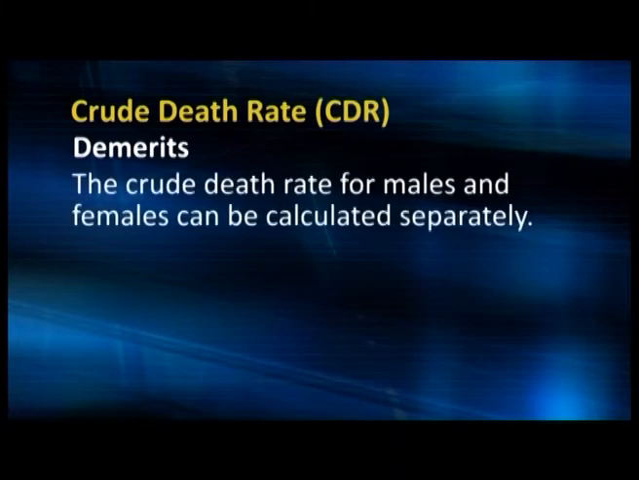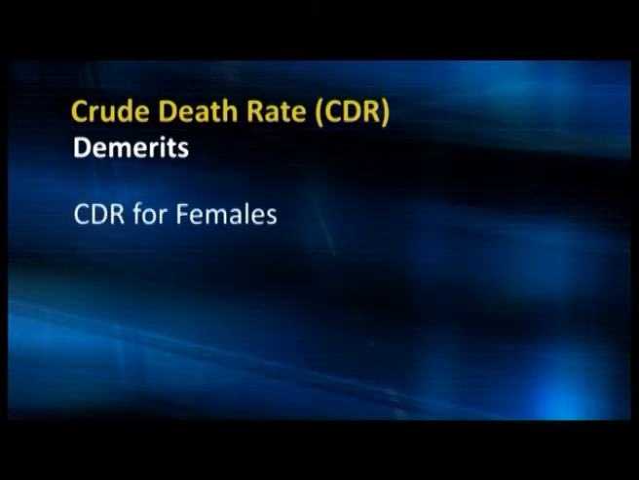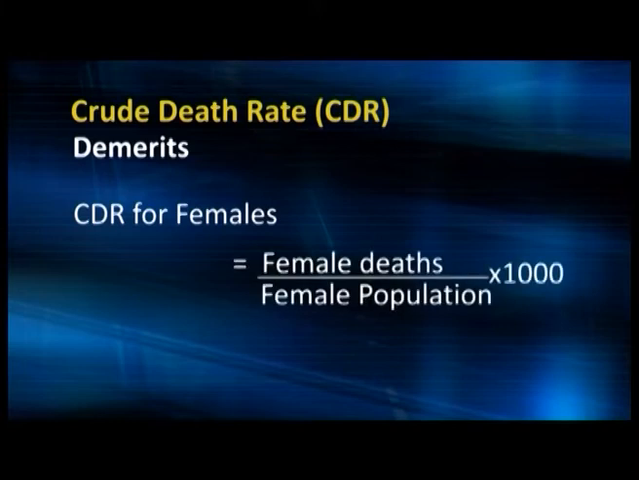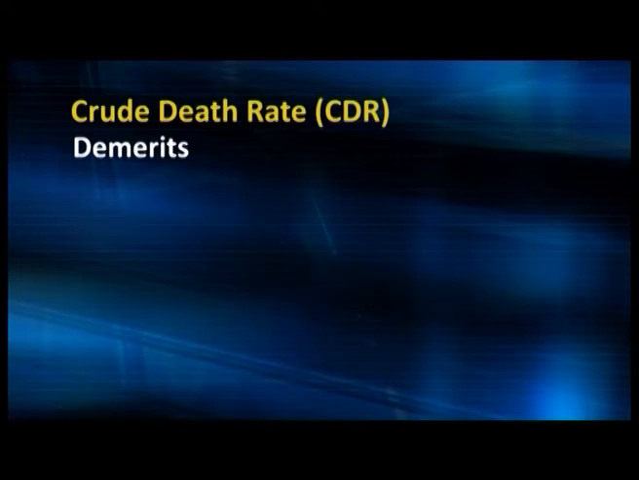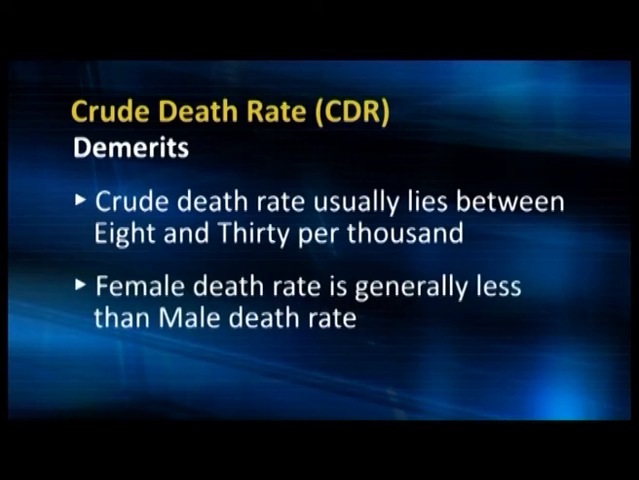It is to be noted that the crude death rate for males and females can be calculated separately. The crude death rate for males in a given region for a given period is calculated using the formula: crude death rate for males is equal to male deaths divided by male population into 1000. Similarly, crude death rate for females is equal to female deaths divided by female population into 1000. Crude death rate usually lies between 8 and 30 per 1000. Female death rate is generally less than male death rate.